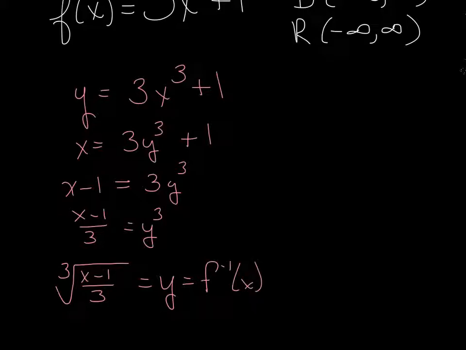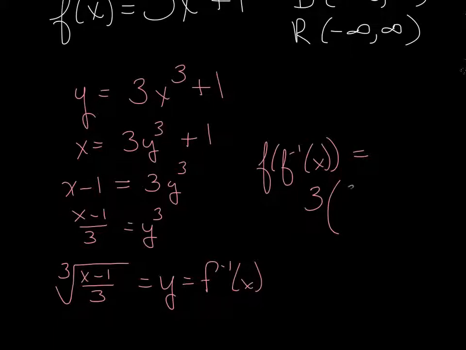How can I tell, Caden, if I did it correctly? You gotta plug the inverse into the regular. Okay, we can plug the inverse into the original function and make sure we get x. So if we do that, f of the composition of the function with its inverse, we're going to have 3 times the cube root of x minus 1 over 3 cubed plus 1.